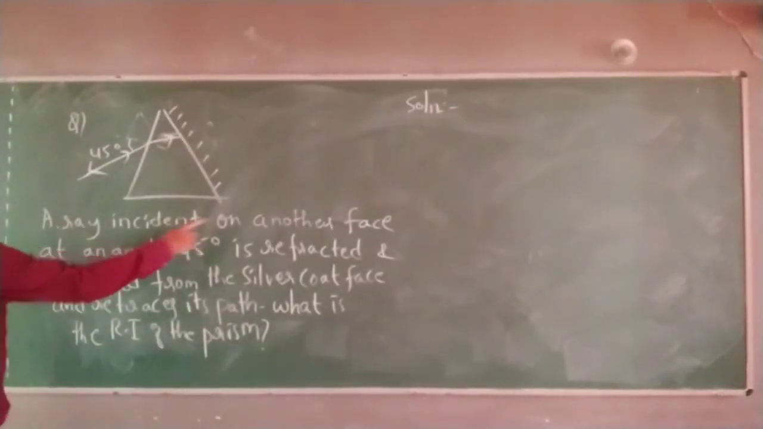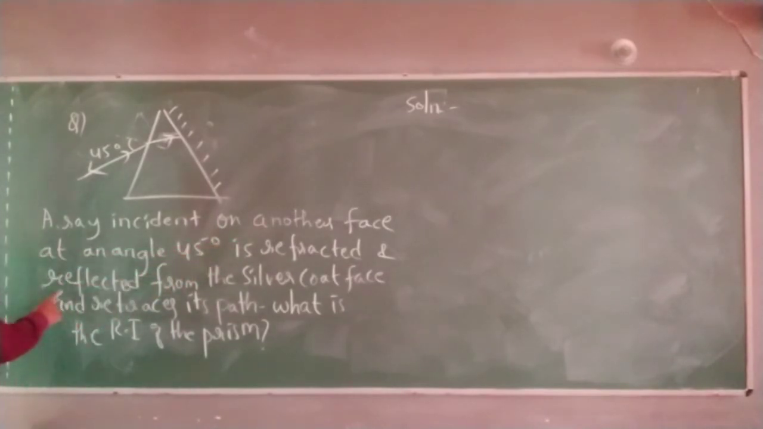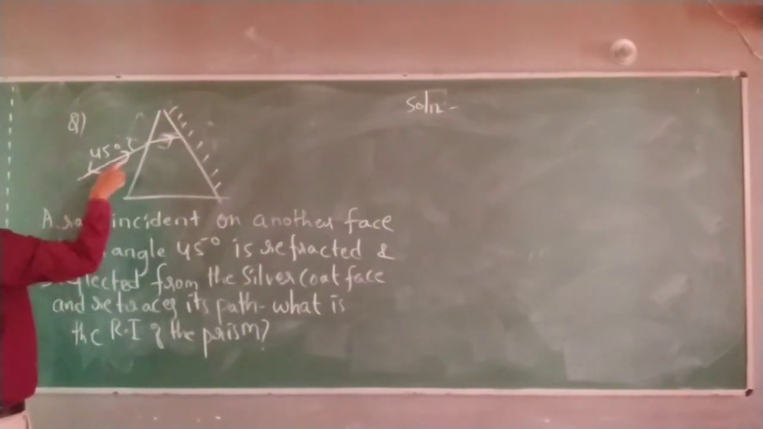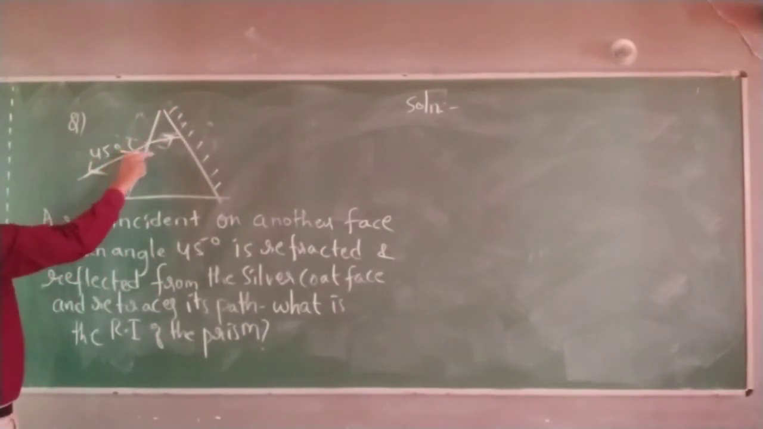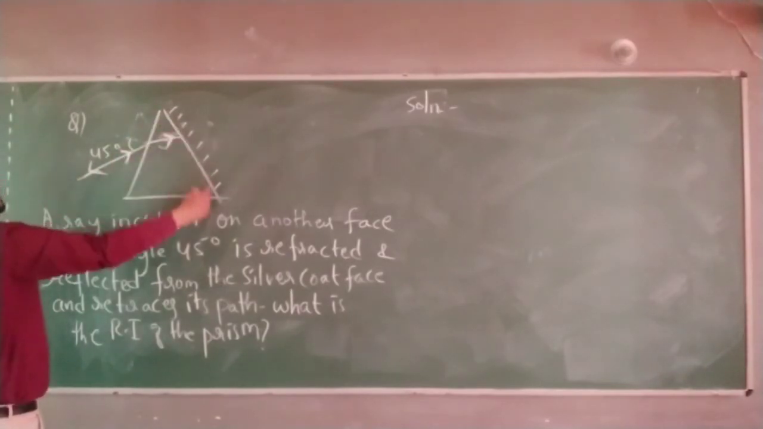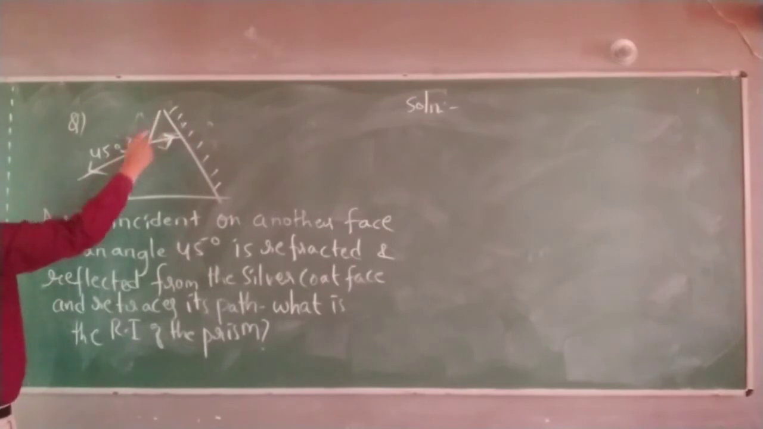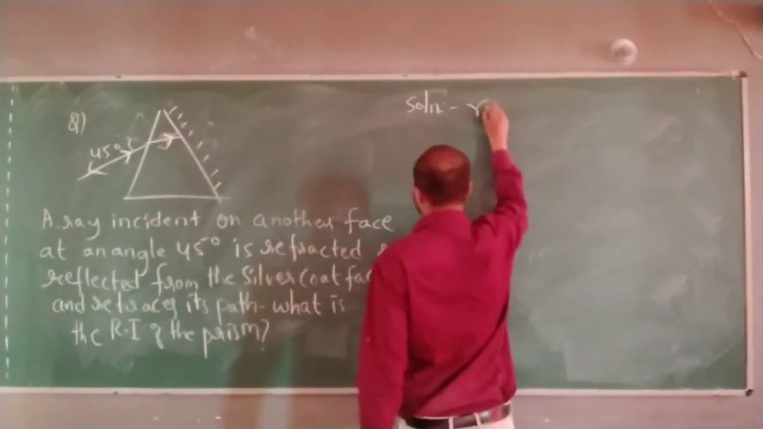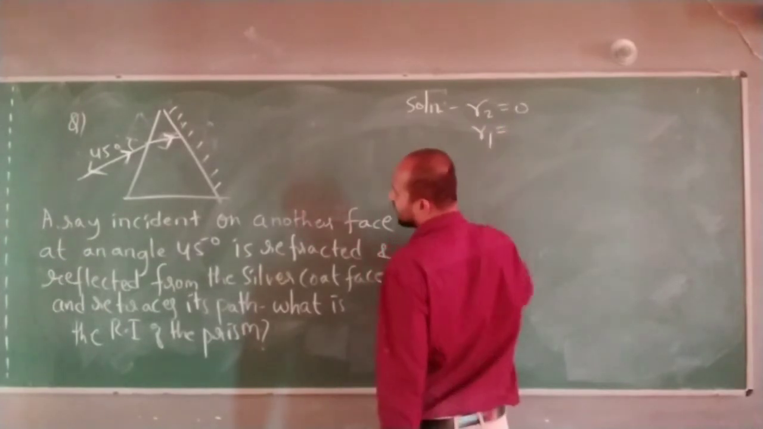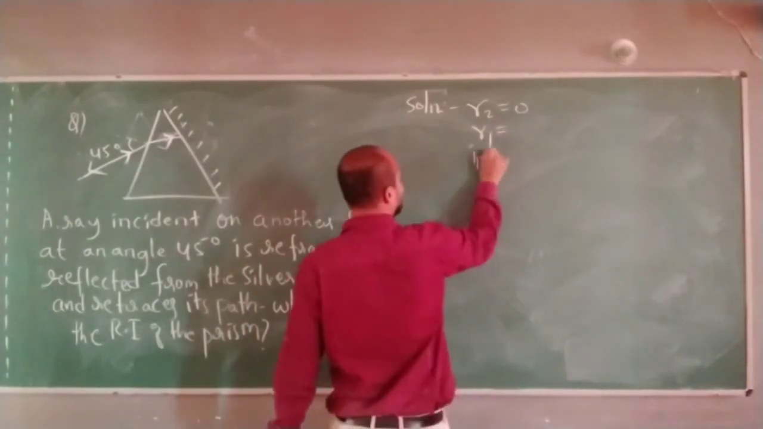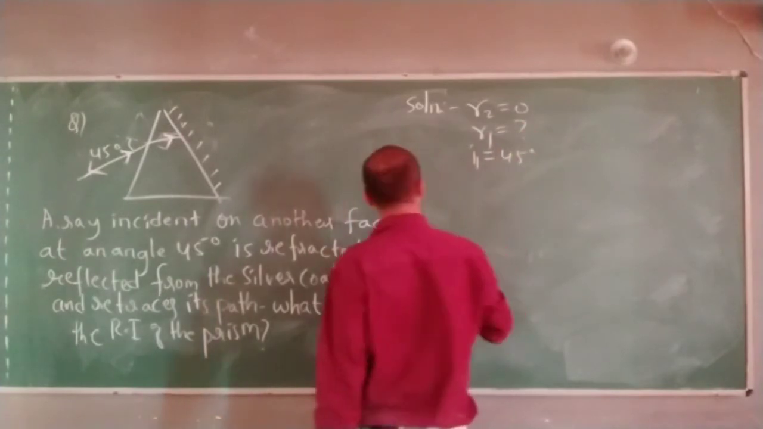A ray incident on another face at an angle 45 degree is refracted and reflected from the silver coat surface and retraces its path. What is the refractive index of the prism? See, one surface is silver. Now at an angle 45 degree, one light is incident such that after passing through the surface, it will retrace its path. If it is retracing its path, means what is this R2 angle? R2 will be equal to 0. R2 has to be equal to 0. R1 we can find. R1 is not given, but I1 is given how much? 45 degrees.